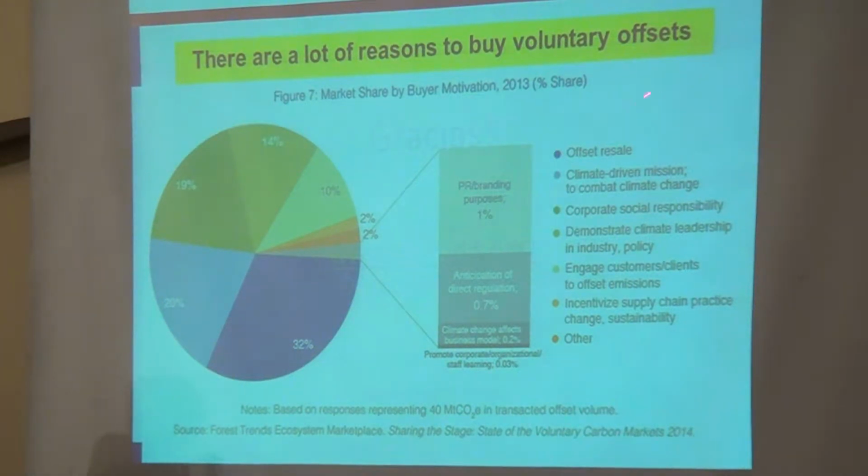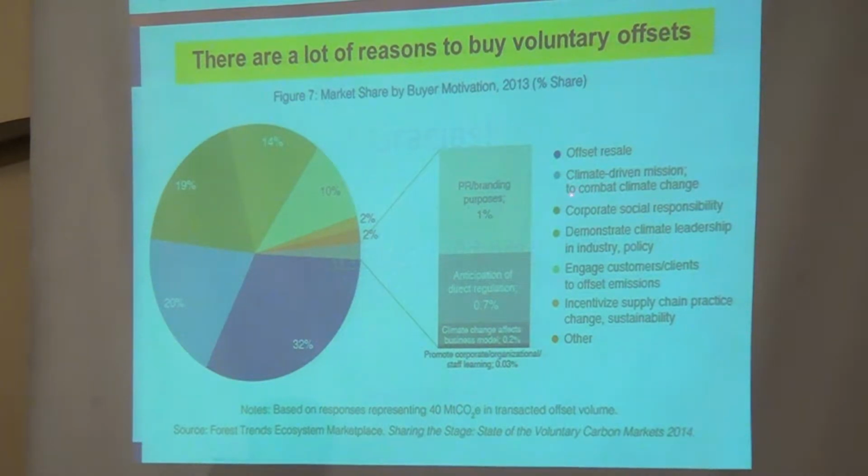Now, there are a lot of reasons, a lot of buyer motivations for participation in the offset market. Now, that might seem strange, but this market is real, it exists, and there are active participants in it who want to offset for a variety of reasons. And I think offset resale is really just speculators or intermediaries who are picking up offsets to supply to their end users.